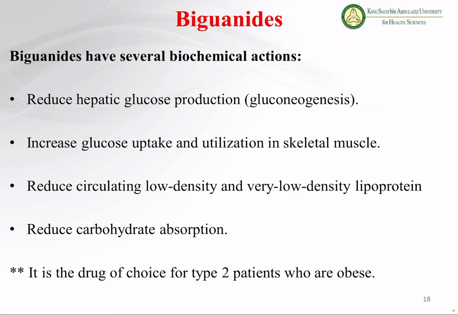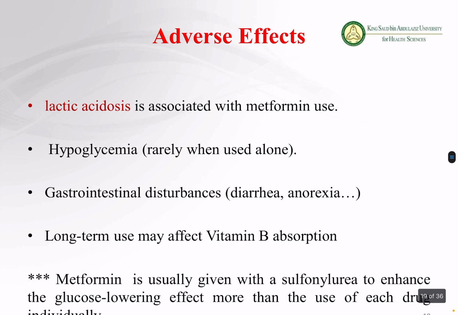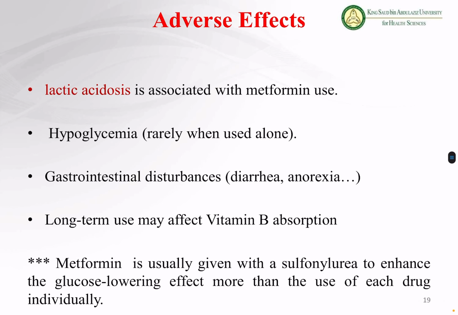So these drugs are called euglycemic drugs. They only maintain the level of blood sugar but do not reduce it, since they are not promoting insulin secretion. We see here the adverse effect: lactic acidosis, which is too much accumulation of lactic acid, is associated with metformin use. Hypoglycemia occurs rarely when used alone. Patients who are diabetic use metformin in combination with glibenclamide, which is one of the long-acting second generation sulfonylureas we just discussed. Glibenclamide is a secretagogue and metformin, a biguanide, is not, so that will be balanced.